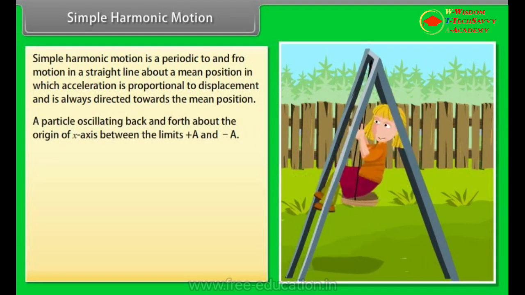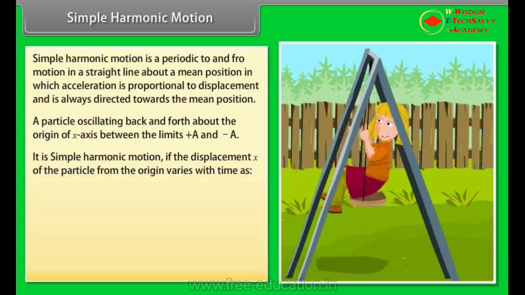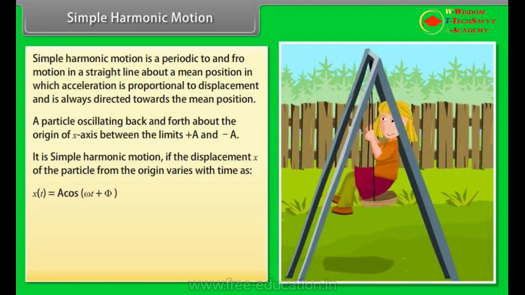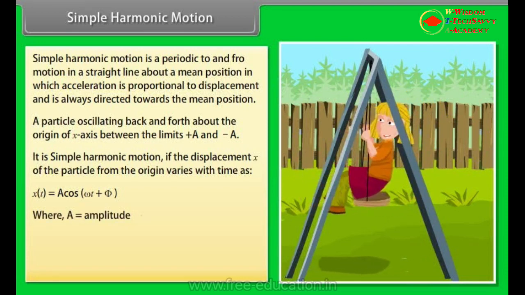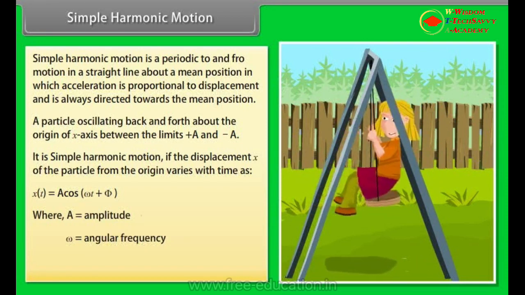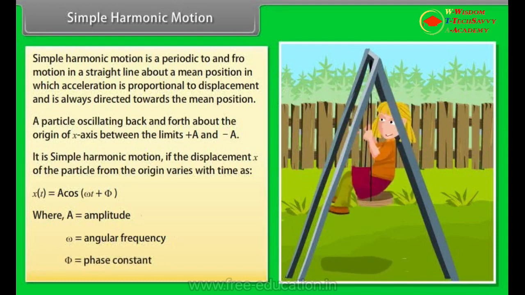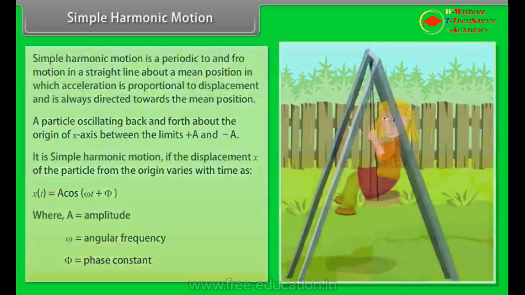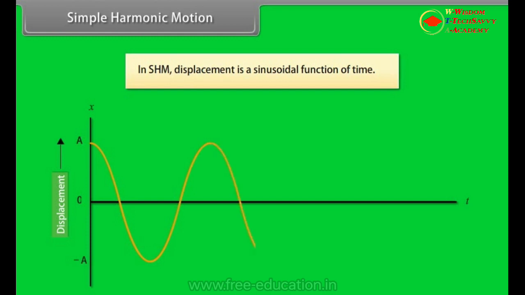Consider a particle oscillating back and forth about the origin of an x-axis between the limits +A and -A. It is simple harmonic motion if the displacement x of the particle from the origin varies with time as x(t) = A cos(ωt + φ), where A is the amplitude, ω is the angular frequency, and φ is the phase constant. In simple harmonic motion, displacement is a sinusoidal function of time.